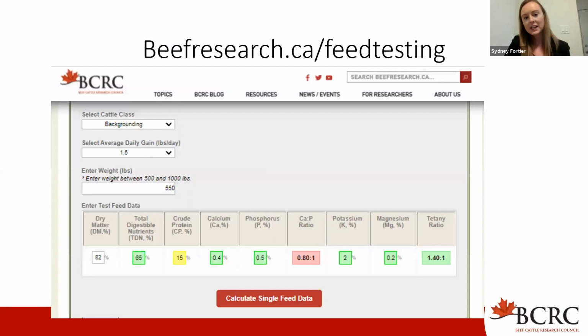We also want to highlight our tool for analyzing feed test results. This is a handy tool to evaluate how a feed ingredient stacks up based on what class of animal you are feeding and either what stage of production they're at or what your average daily gain goal is. This isn't a way to balance a ration, but it is a way to identify any problems with a specific feed ingredient.